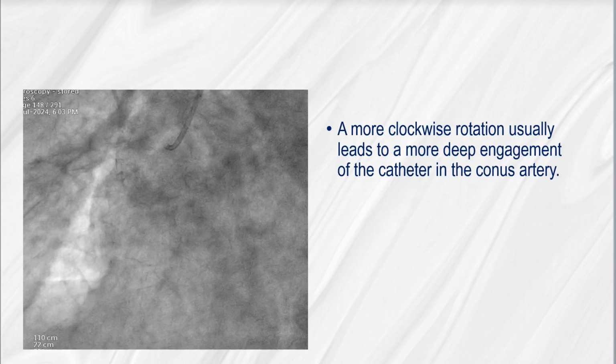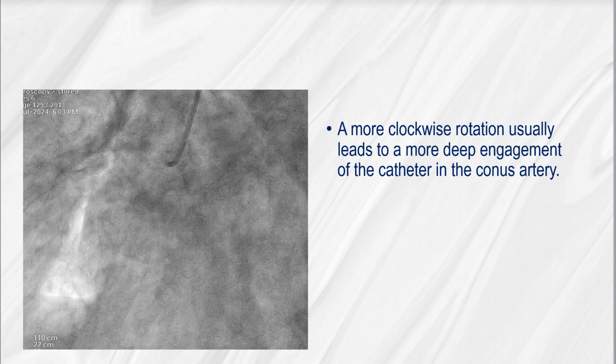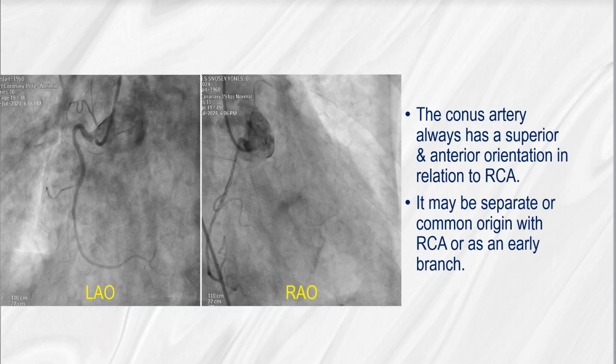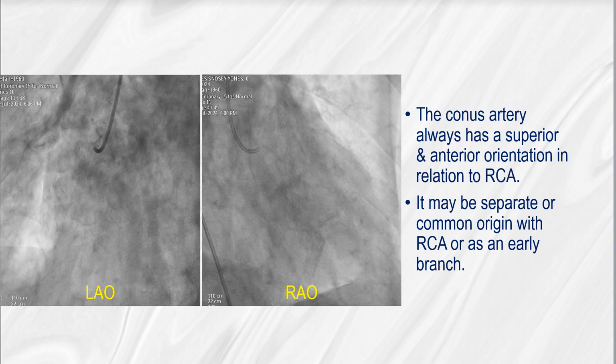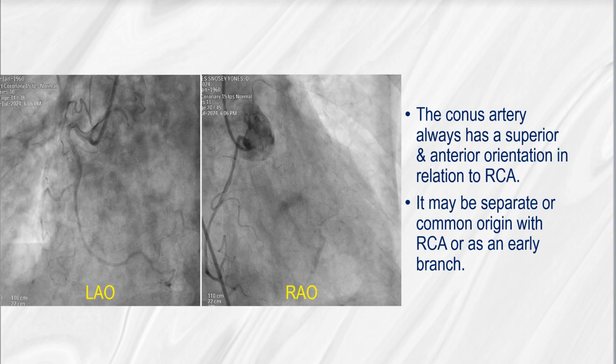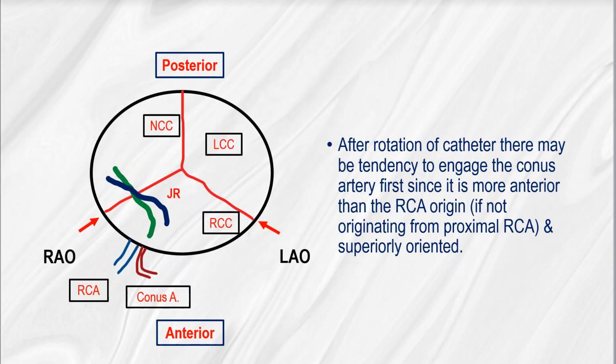A more clockwise rotation usually leads to a deeper engagement of the catheter in the conus artery. The conus artery always has a superior and anterior orientation to the RCA, and may have a separate or common origin, or arise as an early branch. After rotation, there may be a tendency to engage the conus artery first since it is more anterior than the RCA origin and superiorly oriented.